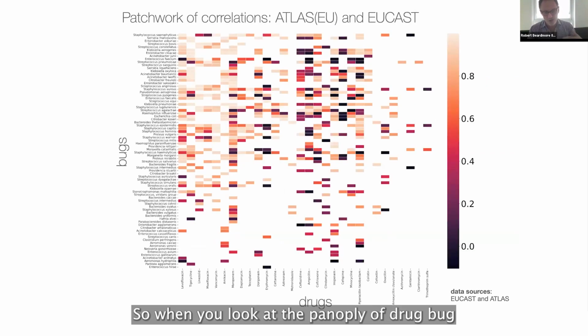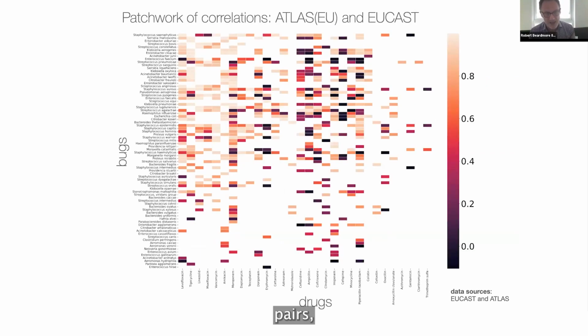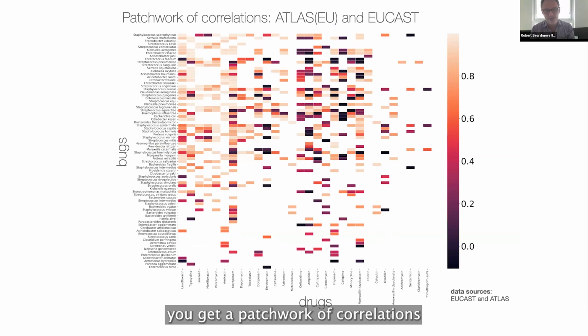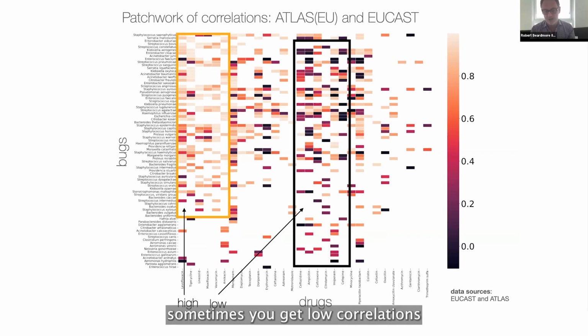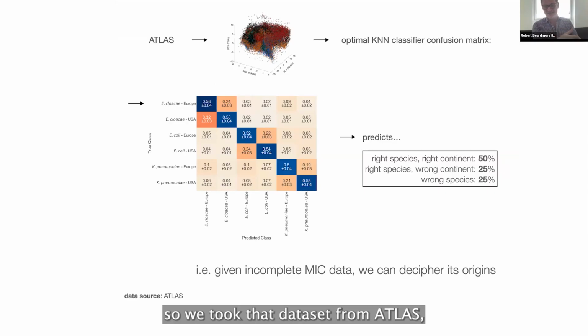When you look at the panoply of drug-bug pairs, you get a patchwork of correlations, as here. Sometimes you get high correlations, sometimes you get low correlations between regions or between organizations, which isn't a surprise perhaps. So what we wanted to do was try and dissect this. We took that data set from Atlas, and we could then apply optimal nearest neighbor classifiers to it.